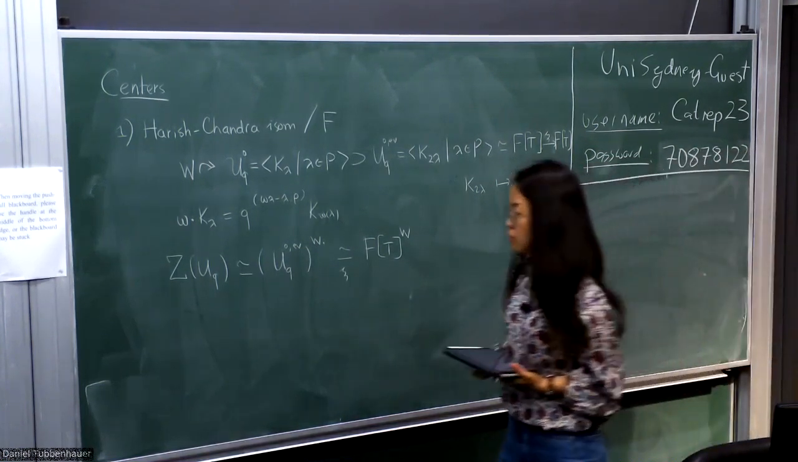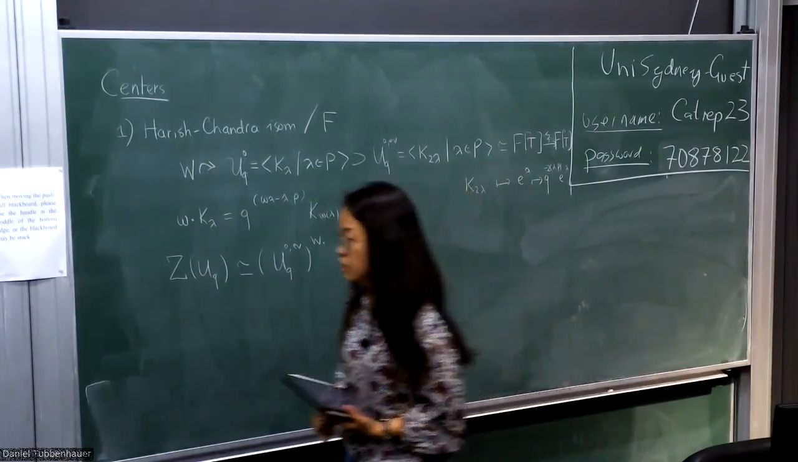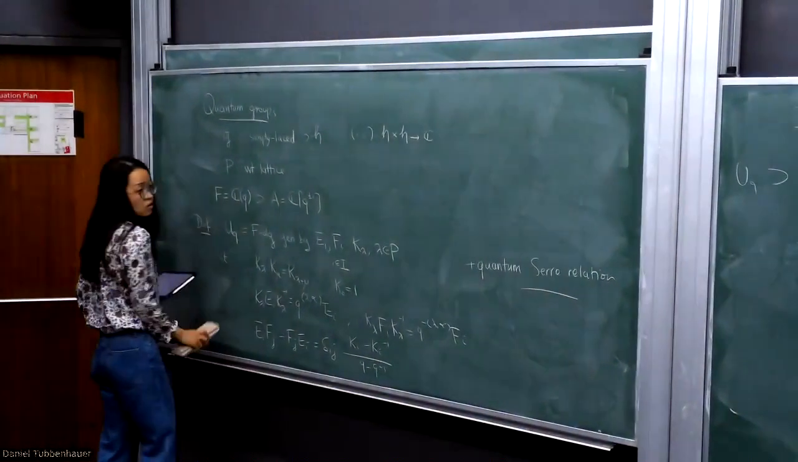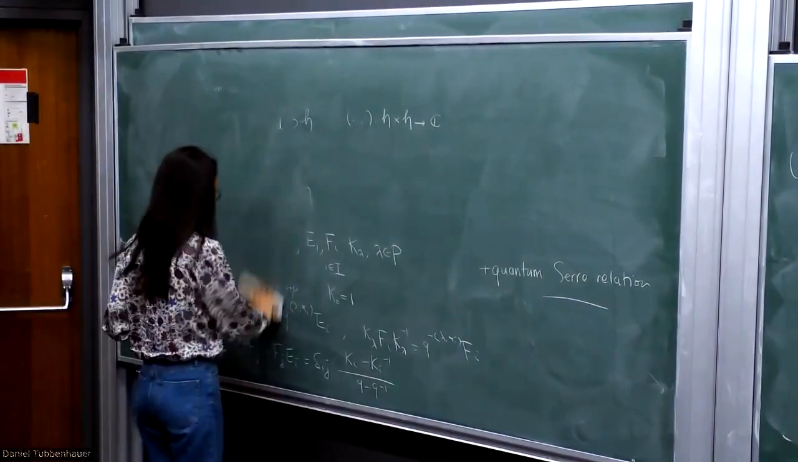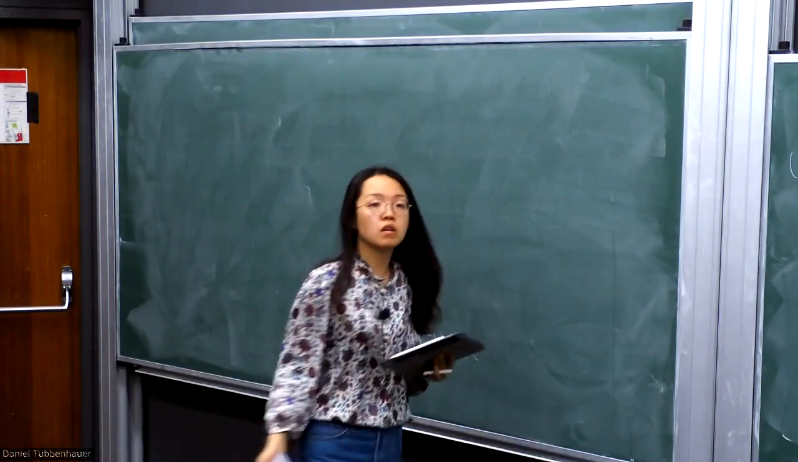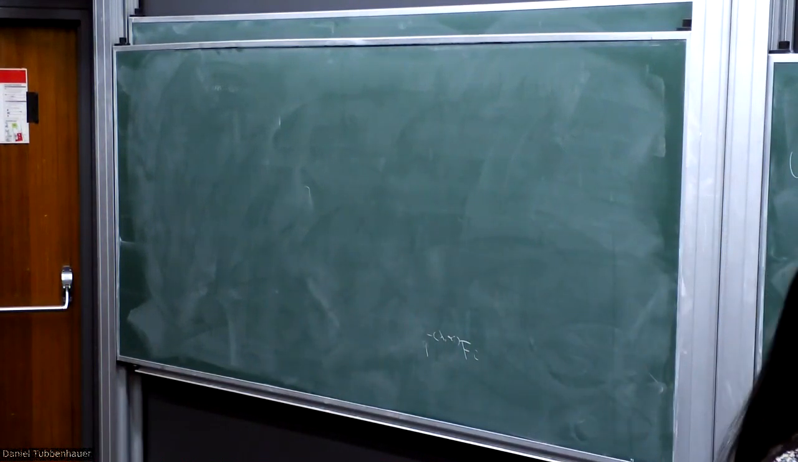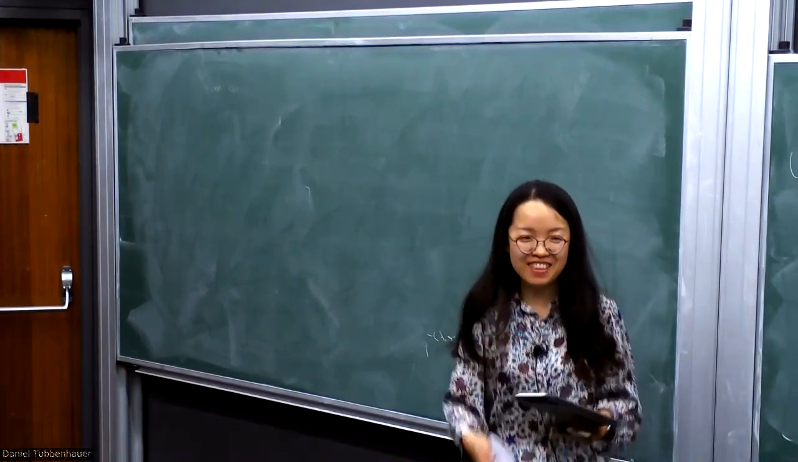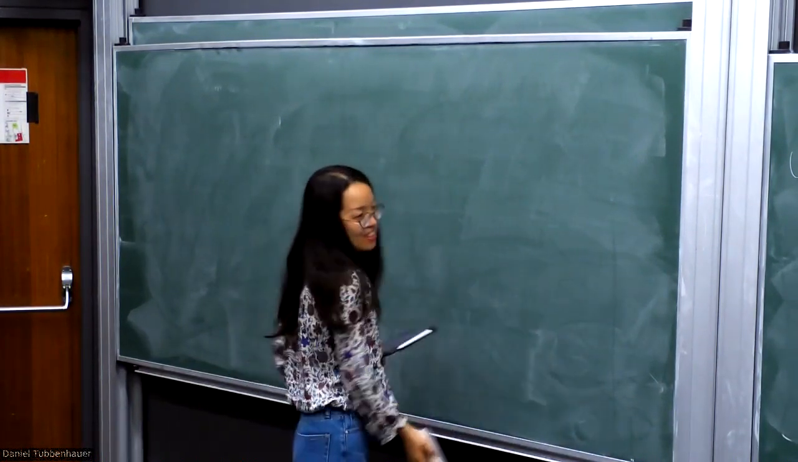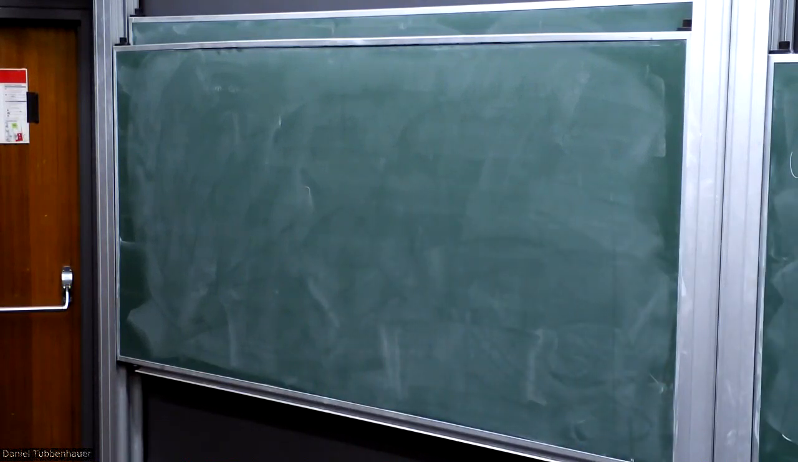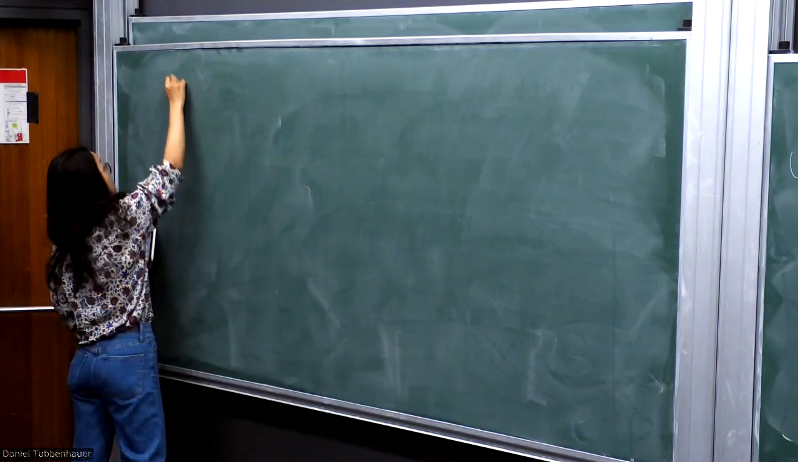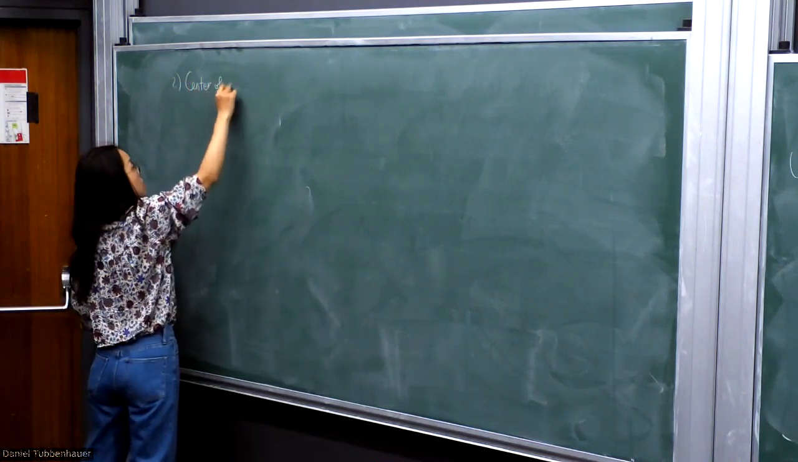So this is the functional analog of the Harish-Chandra map that was discussed in the first lecture. And now I'm going to discuss the corresponding version of this at roots of unity. Take J to be the simply-connected algebraic group associated to G and T. So the center of this thing.